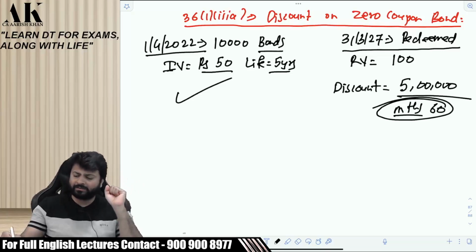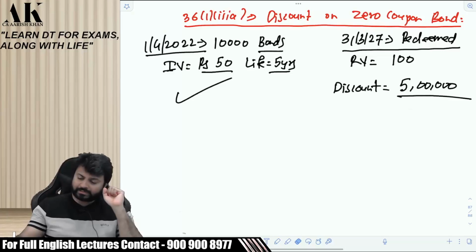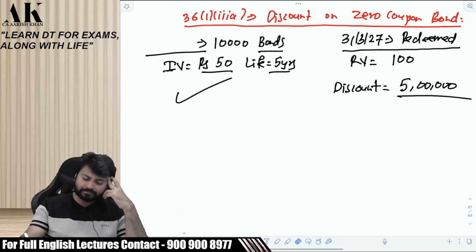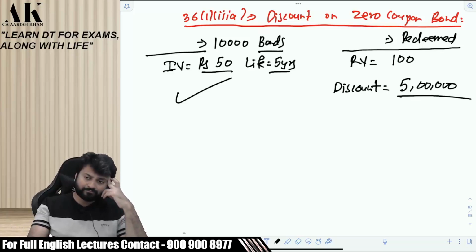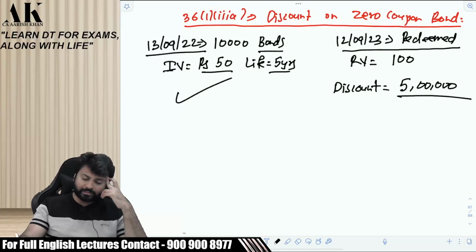Listen to a complicated one. I am changing a few dates. I am changing this date, I am changing this date. Okay? And suppose this is 13 September 2022, and this is 12 September 2023. Okay?